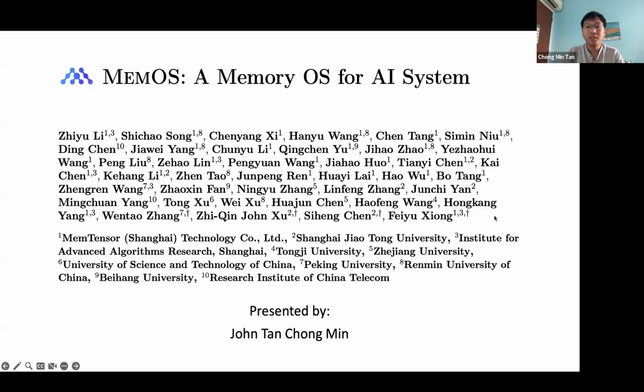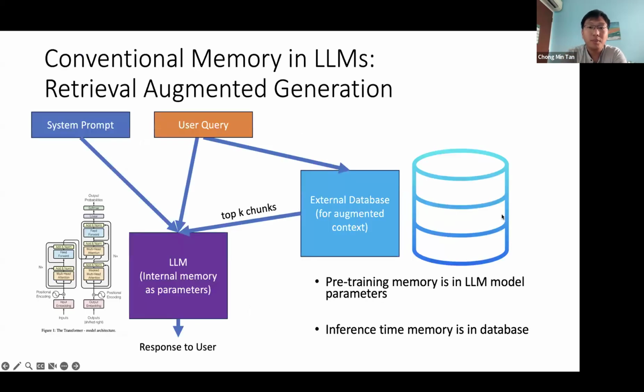So without further ado, let's begin. This is the traditional way of doing memory in large language models. If you take a look over here, this is how we normally do our prompting. We have a system prompt here, like we can just say, you are a friendly assistant. Then your user query might be, find me books about memory.